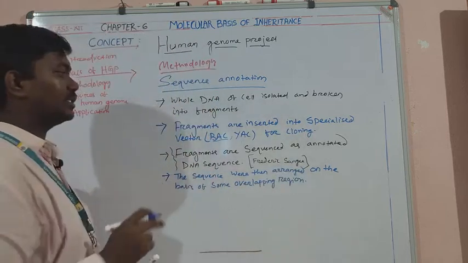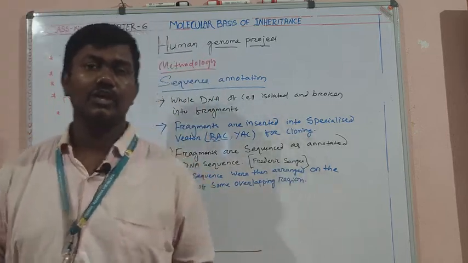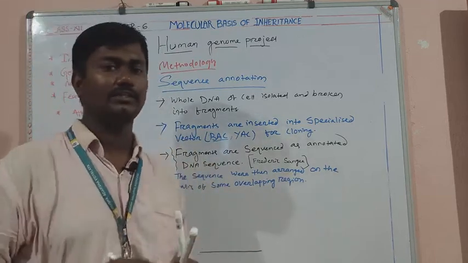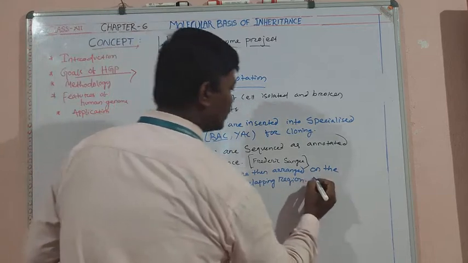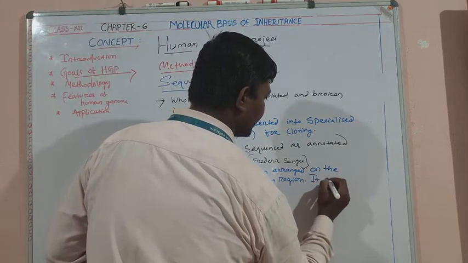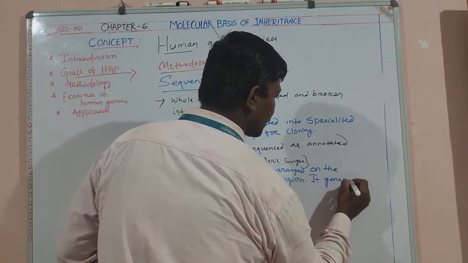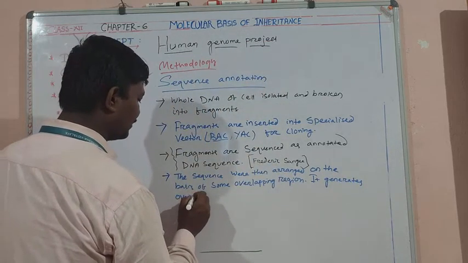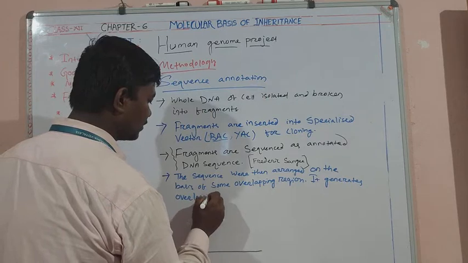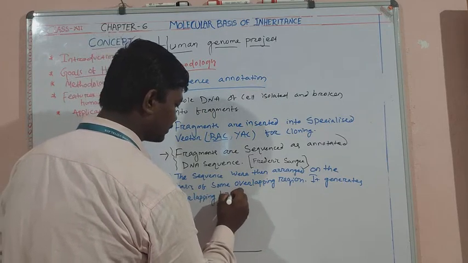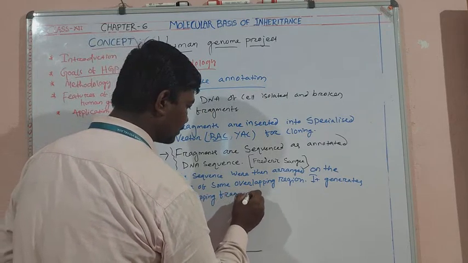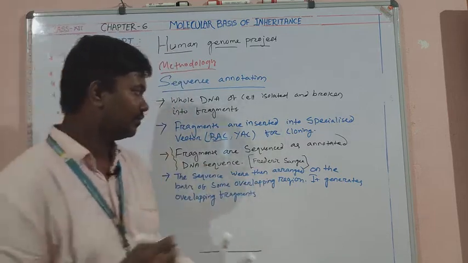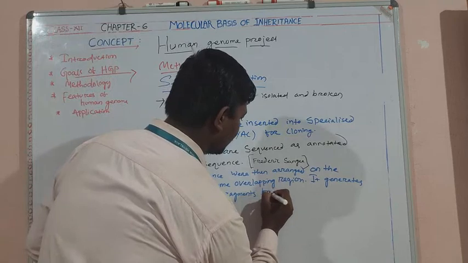Okay, the sequences were then arranged on the basis of some overlapping regions. It generates overlapping fragments for further sequencing.